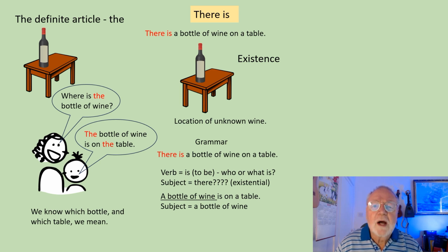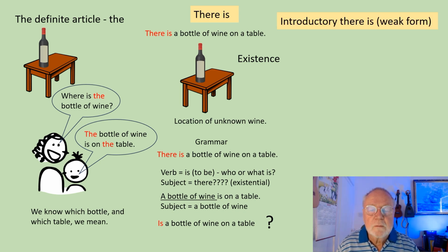You may ask, well, why do you say there is? Why don't you just say is a bottle of wine on a table, as you can in some languages? The problem is, if I change the intonation, listen, is a bottle of wine on a table? Then I get a question form. So we can't use that way. We need the introductory there is.